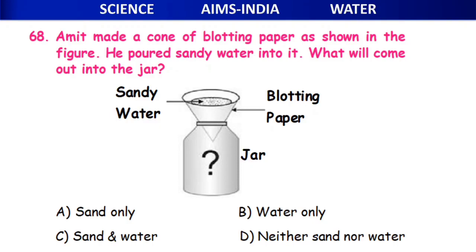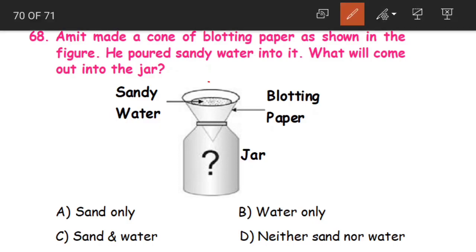Amit made a cone of blotting paper as shown in the figure. He poured sandy water into it. What will come out into the jar? Okay, children, so Amit made a cone of blotting paper. See here, this is the cone made of blotting paper. And what is blotting paper? If you pour any liquid on this blotting paper, not only water, oil, kerosene, any liquid, it is going to absorb it very quickly. So the total liquid will be absorbed by the paper. Along with this liquid, he poured sandy water in it. What will come out into the jar?